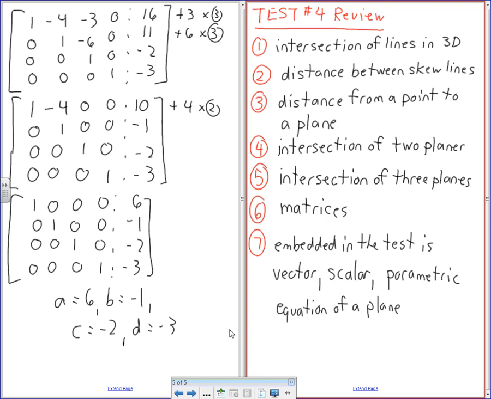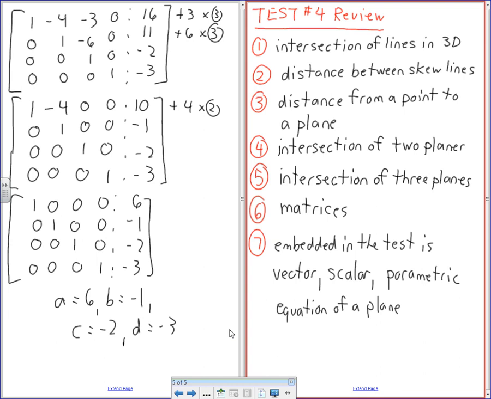Now, here's the thing. There are only 5 questions on the test, which means some of that stuff won't be on there. It also means there won't be a question specifically for number 7, but it's tied into everything else. You should be able to convert between vector and parametric and vice versa. You should really go back and forth between those 3 forms. Everything else is what we've done in the course: intersection of lines in 3D, distance between skew lines, distance from a point to a plane, intersection of 2 planes, intersection of 3 planes, and matrices. And that's on the test.